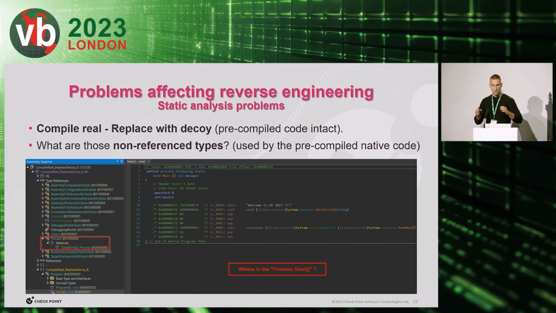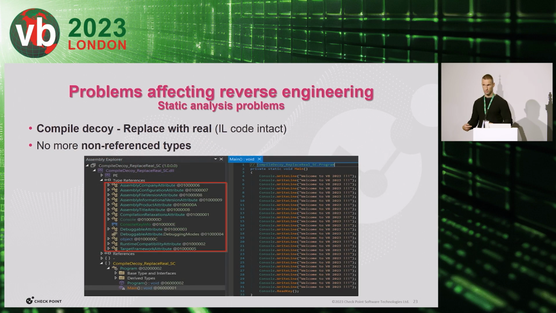So the question is, where is the process start method called? From nowhere. This is quite suspicious. But what about the case where we implanted our shellcode? In that case, there are no more suspicious type references because we didn't modify the original type references and we created some kind of decoy code. So all type references which are preserved are related to the code we can see in the C# view. So in the case of implanted shellcode, there is nothing suspicious, and it is quite a bad situation for the analysts.